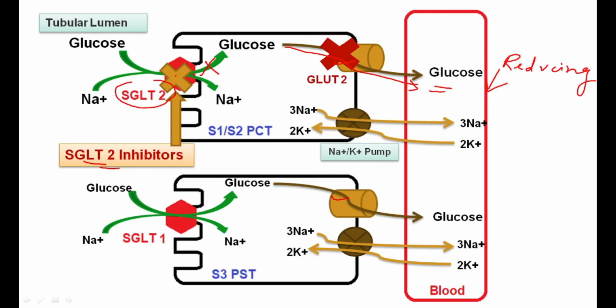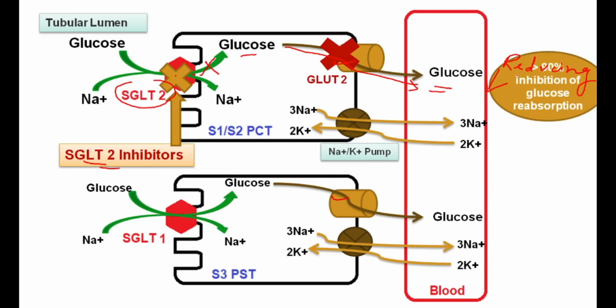How? SGLT2 inhibitors inhibit the SGLT2, so the reabsorption of glucose is inhibited, and then there is not sufficient glucose to enter into the blood through GLUT2. So this is the mechanism of action of SGLT2 inhibitor.